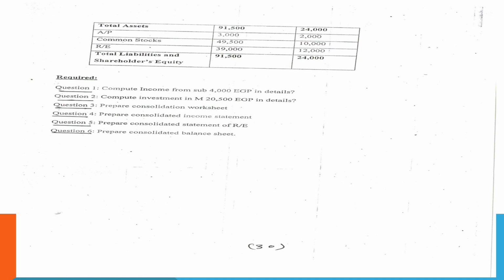This one here, example 5, worksheet. I'm going to use worksheet. Minority, we're going to have minority, how much, we're going to discuss it. And we're going to use equity method, okay?